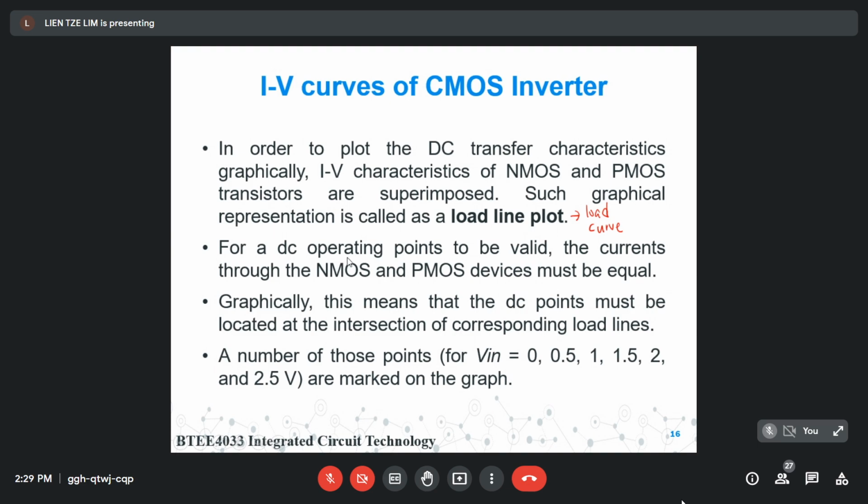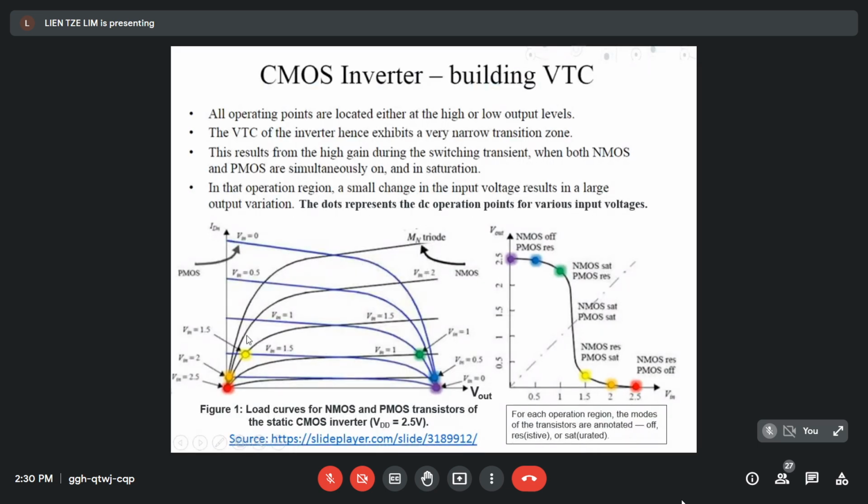For a DC operating mode to be valid, the currents through the NMOS and PMOS devices must be equal. Graphically, this means that the DC point must be located at the intersection of the corresponding load lines. A number of those points for Vin of 0, 0.5, 1, 1.5, 2, and 2.5 are marked on the graph. So this is the load curve. I have shown you before for the resistive load inverter. This is for the CMOS inverter. The pattern is still the same. They behave the same.